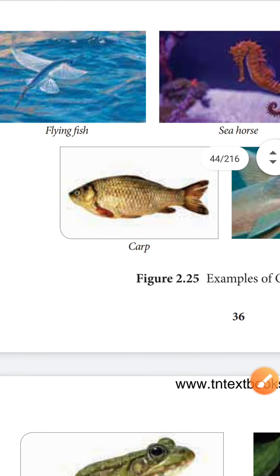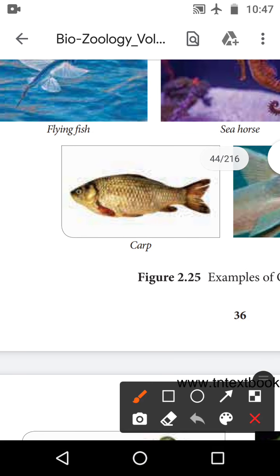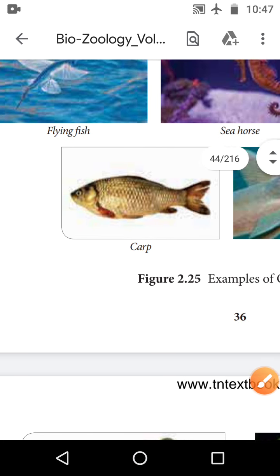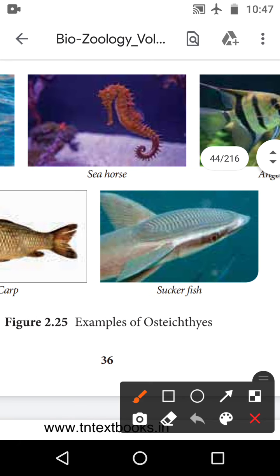Yes, and next one is the harp. Already it is common, and the next one is the sucker fish.